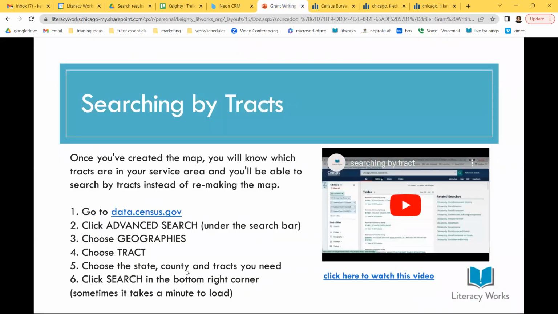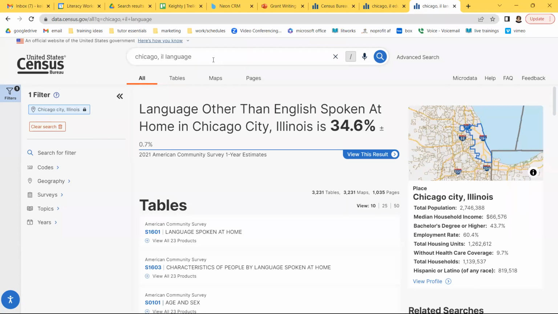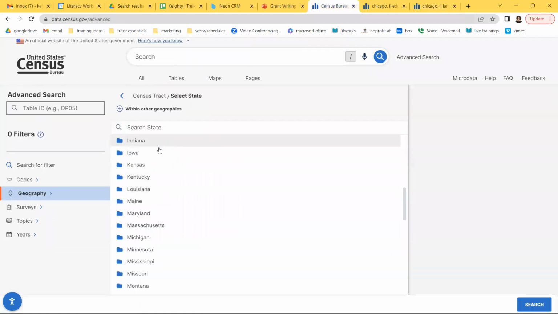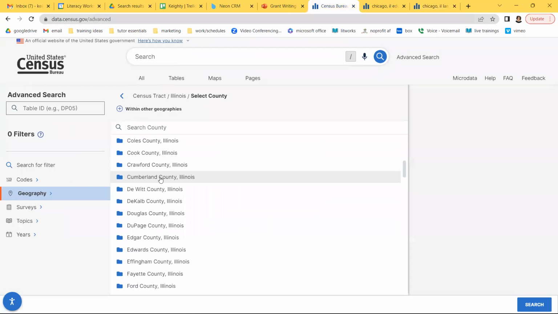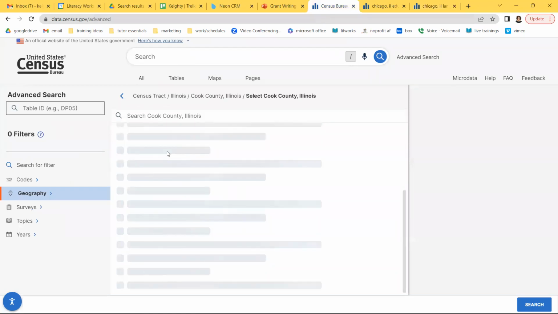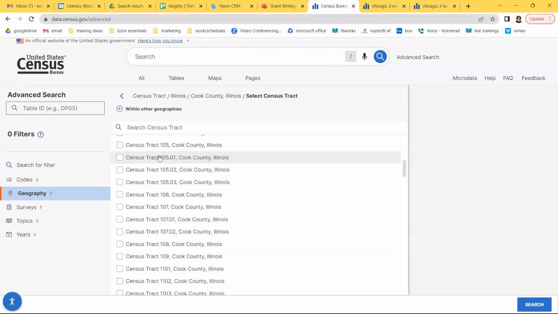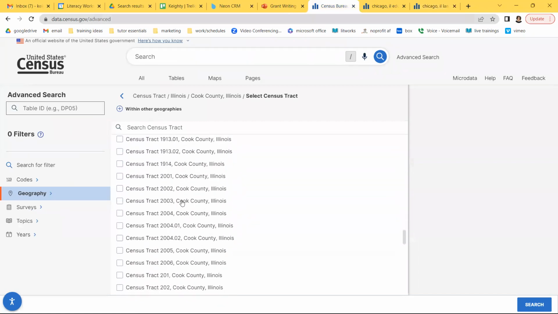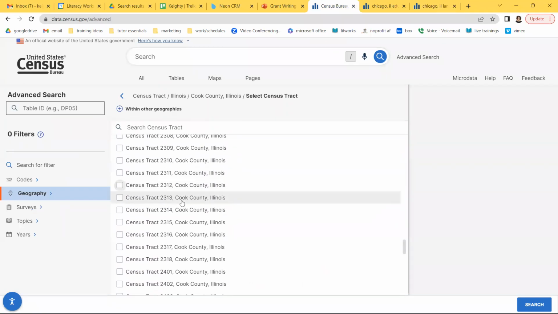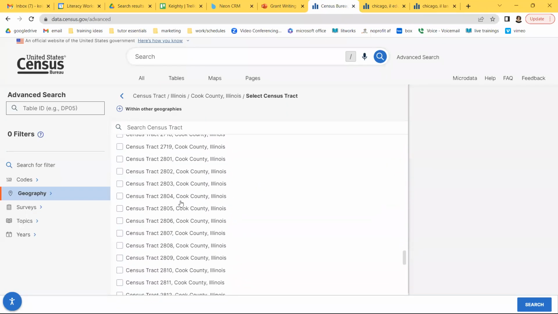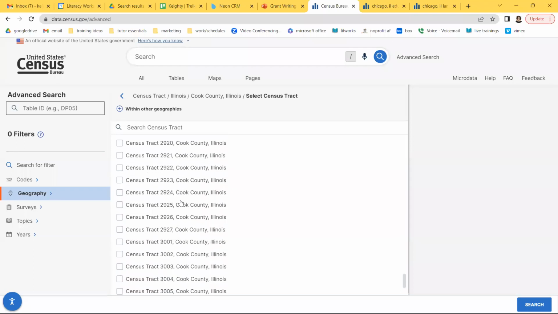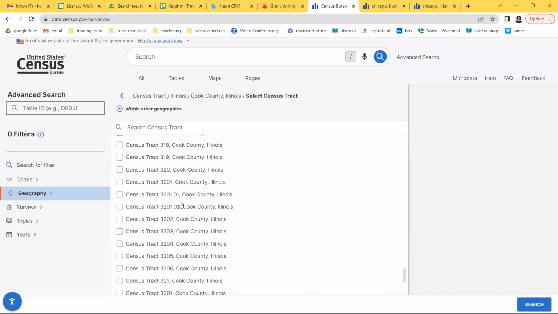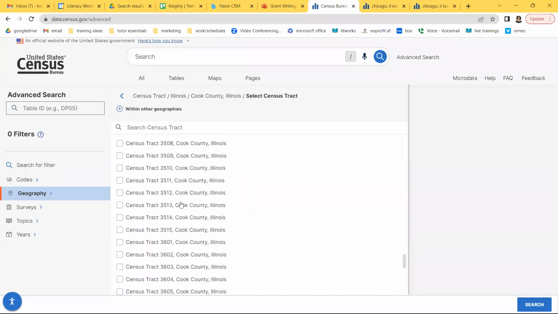You're going to choose the state, the county, and the tracts you need. So if you remember, we went through Illinois, and in this example, we did Cook County, and then I chose all of the counties. But now I'm just going to look for the ones that I want, which is 3511. I'm just searching. Can I just type this in? Yeah, but just in case, I want you to see how the long way is, in case you forget.